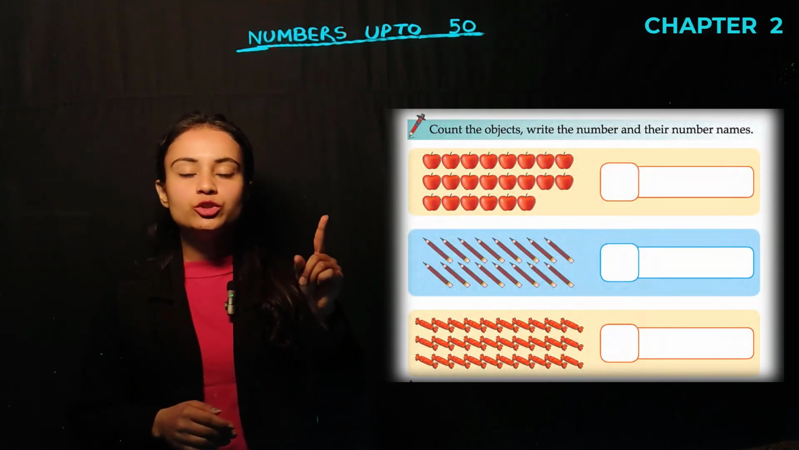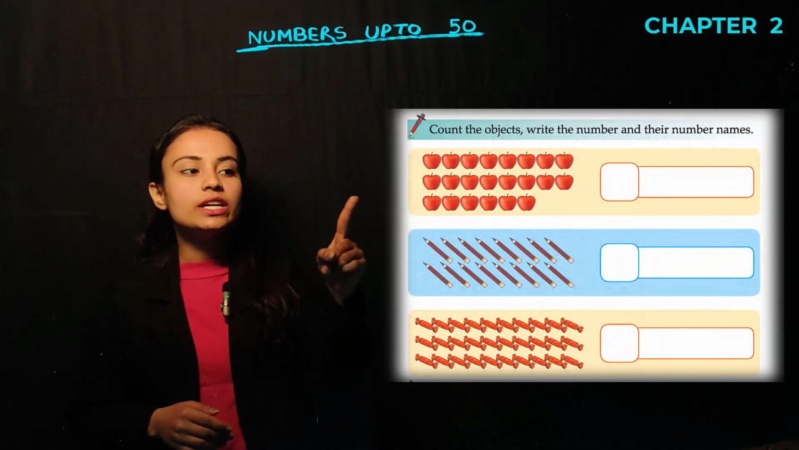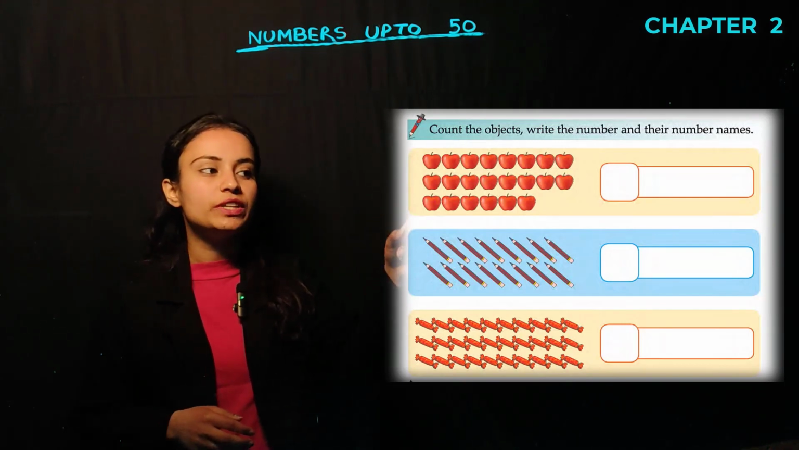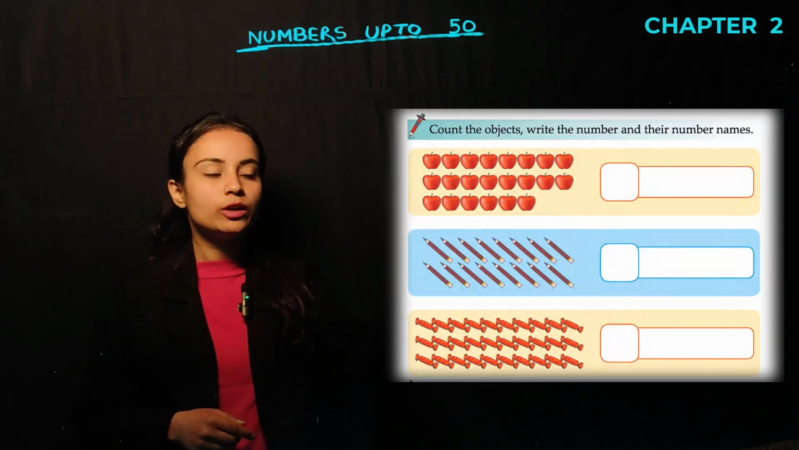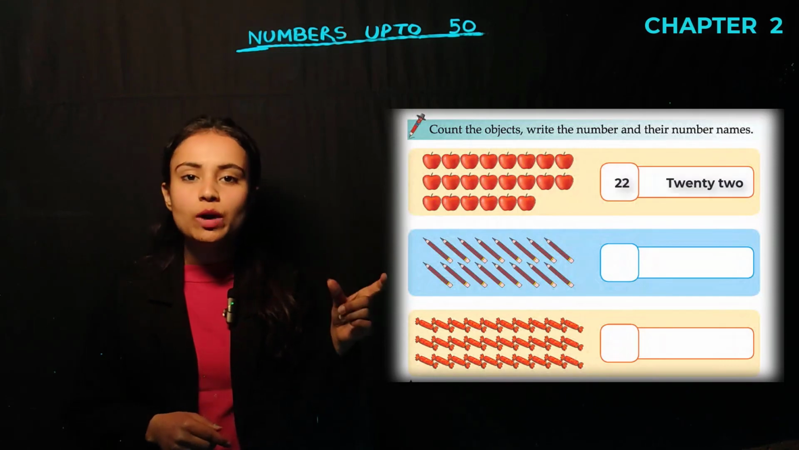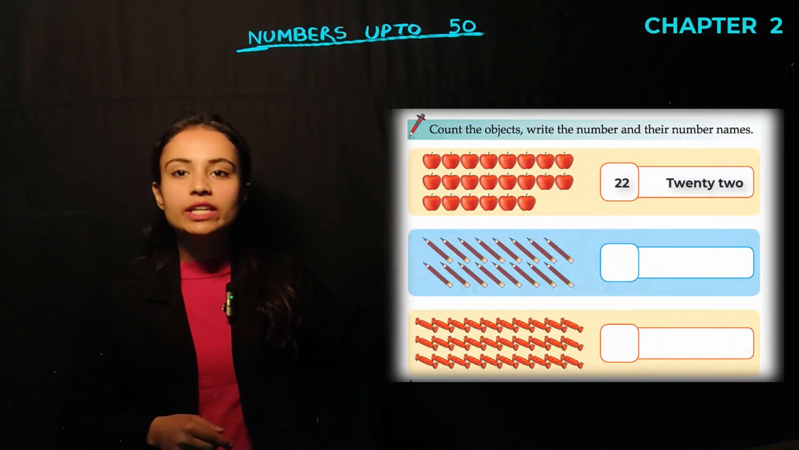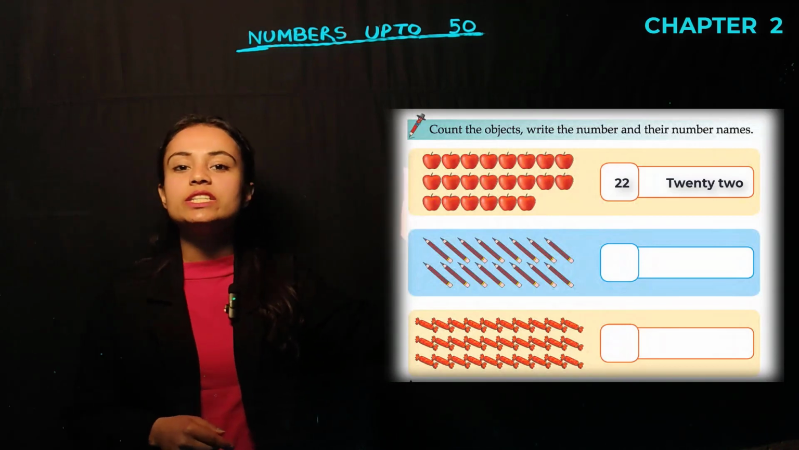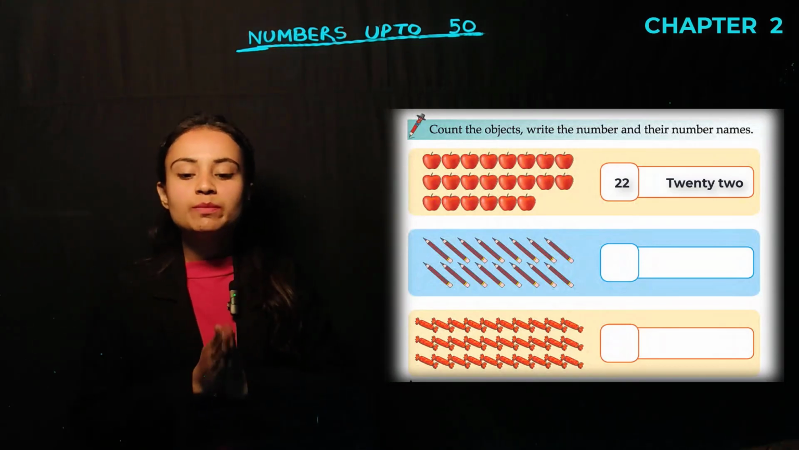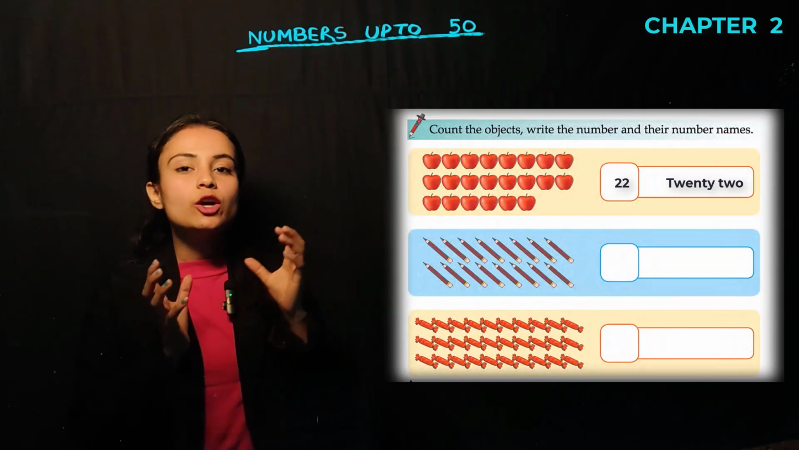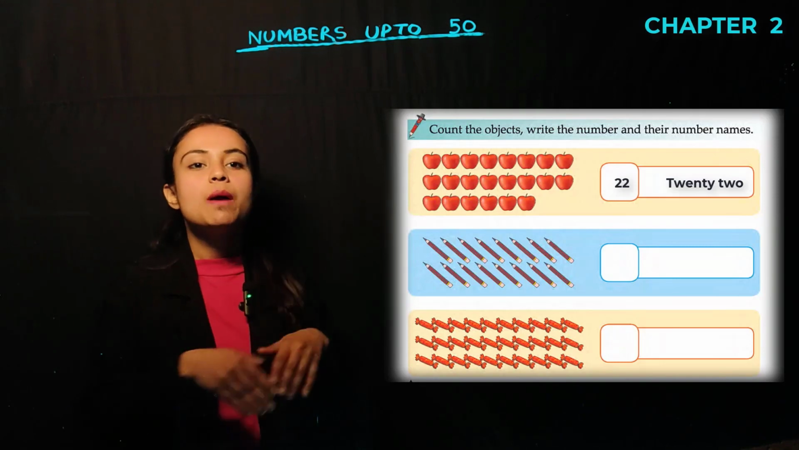1, 2, 3, 4, 5, 6, 7, 8, 9, 10, 11, 12, 13, 14, 15, 16, 17, 18, 19, 20, 21, 22. So here we have a total of 22 apples. So we'll write 22 and we'll write their name, that is TWENTY TWO. In a similar manner, you have to count the objects in the rest of the parts and write the numbers and their names by yourself.